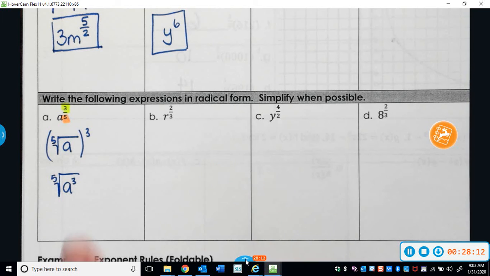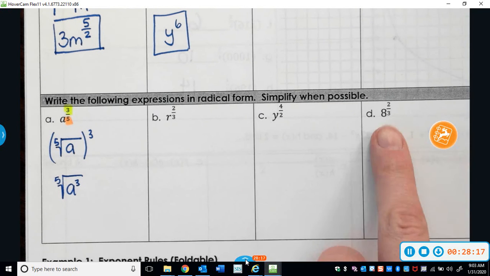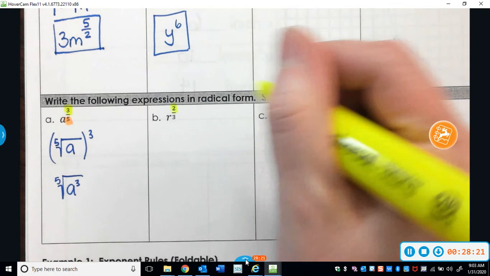Okay. So you guys are going to try the next 3. My hint for you is this last one with an 8 will simplify a little bit more after you rewrite it.